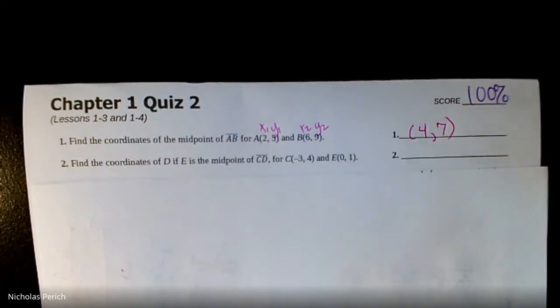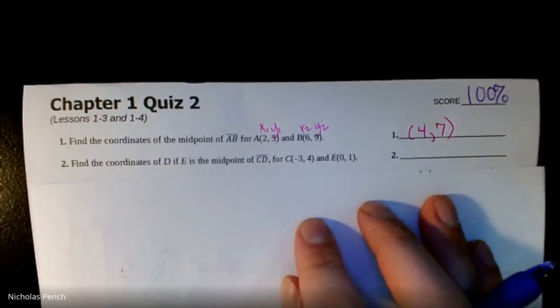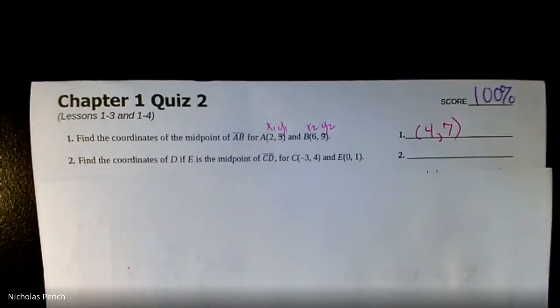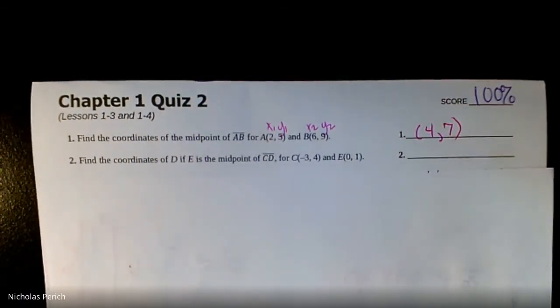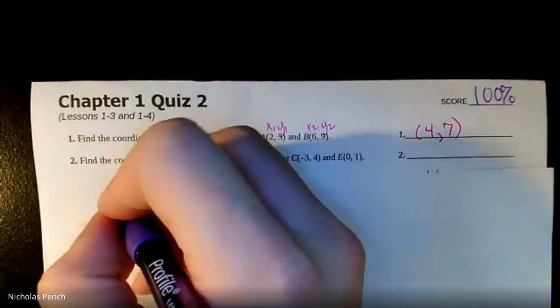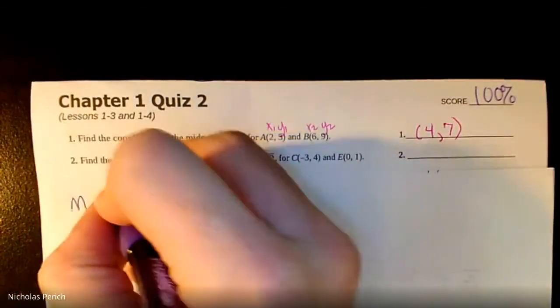We did like 2 or 3 of these types of problems, and these types of problems were not fun at all. So, you know, if it shows up on the test, it shows up on the test, and if it doesn't, it doesn't. And I honestly don't remember. I made the test last week. But find the coordinates of D if E is the midpoint. So we're going backwards here.